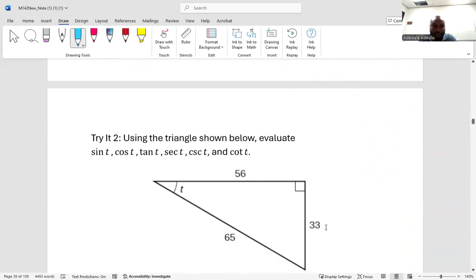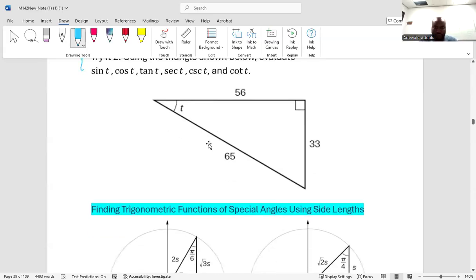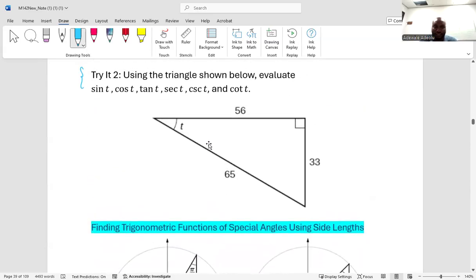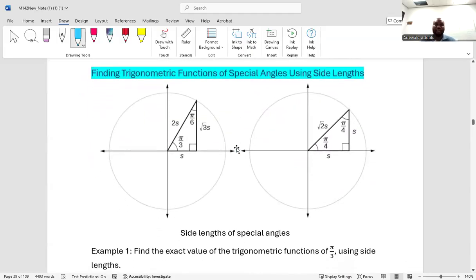All right. So I will leave you with this to find the trig values of this angle. It is simple. Just find it using this triangle.